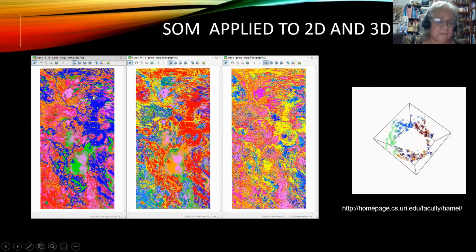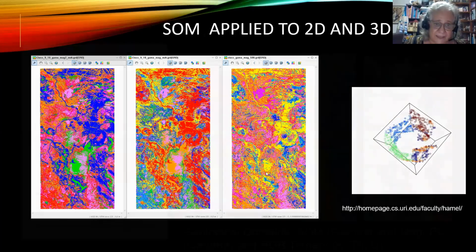This is an example from the paper I just presented in the SEG workshop on machine learning applied to 2D and 3D data. This is 2D. We have used classification for gamma and mag and the digital terrain model, and came up with very interesting class maps that help us understand and interpret the data and find targets.